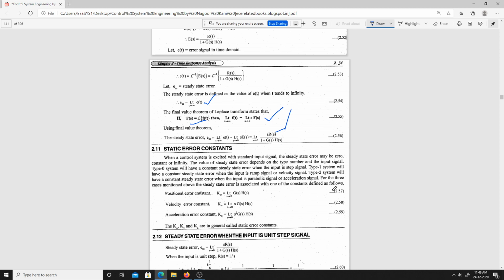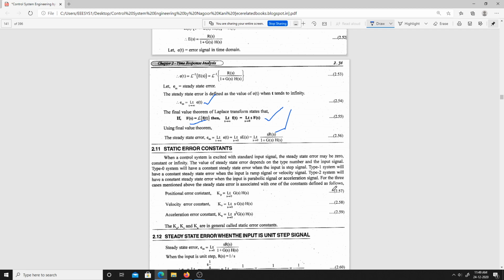So for the three cases we have discussed so far, the steady state error is associated with one of the constants. Is it clear? Now those constants are going to be defined. We call them the steady state error constants. One is the positional error constant, one is the velocity error constant, and another one is the acceleration error constant. These are the three constants we are going to discuss now.